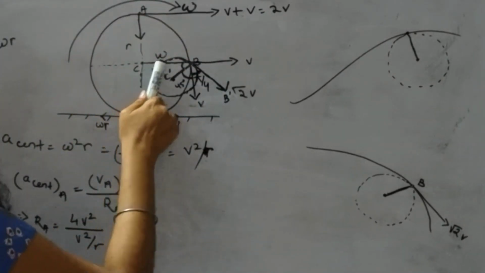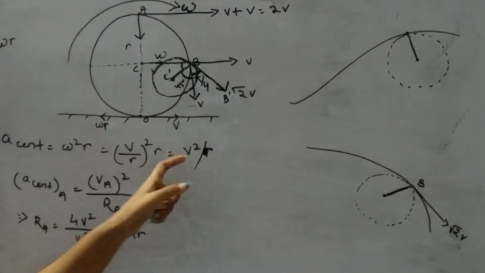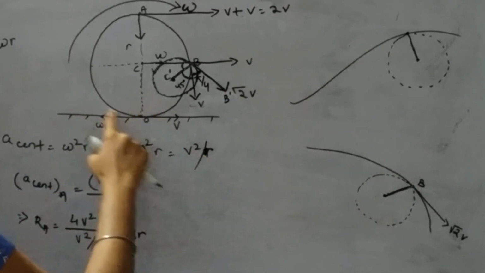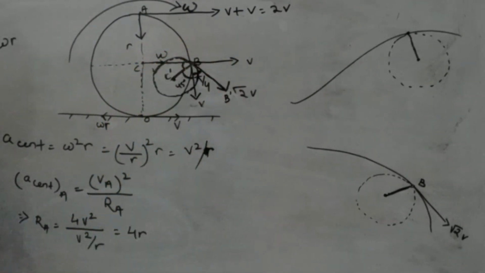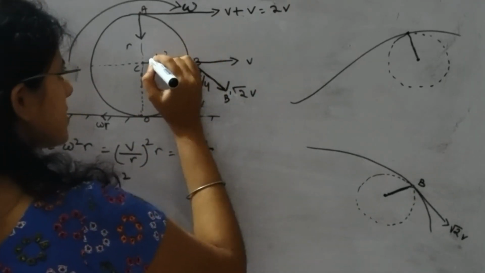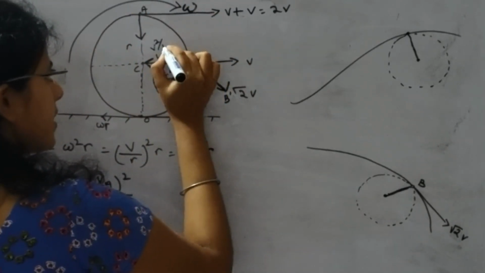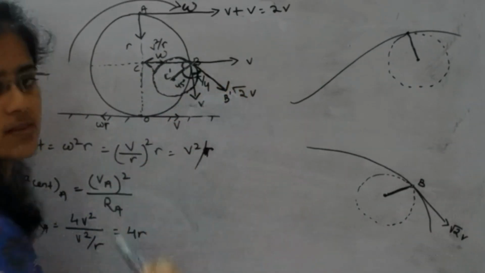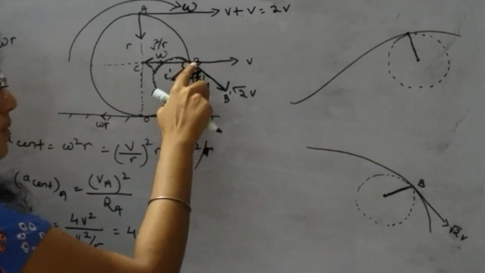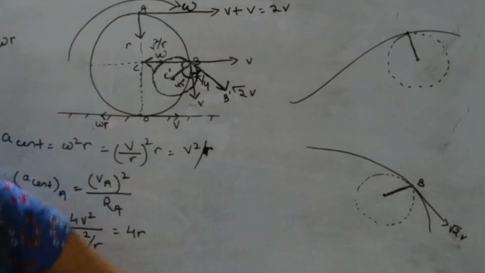For this circle, the centripetal acceleration is how much? Omega square into r, that is v square divided by r. For this circle, the centripetal acceleration is along this direction, and this is v square divided by r. Okay? But we have to consider this acceleration, not that acceleration. This centripetal acceleration we have to consider because we are in the ground frame and we have to derive the radius of trajectory traced out by points A and B.